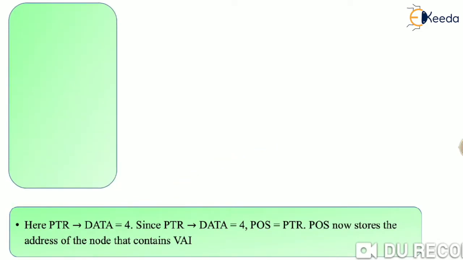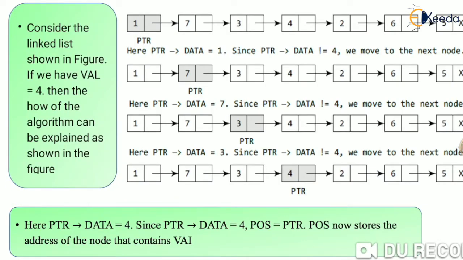Now, next, in this complete figure, we try to find some node. This is the simple part. We are systematically studying different cases. Suppose we consider the linked list as shown in this figure. If we have val is equal to 4, element is equal to 4, then how the algorithm works can be explained as shown in the figure. By considering this complete figure, understand each and every concept and try to write the algorithm.